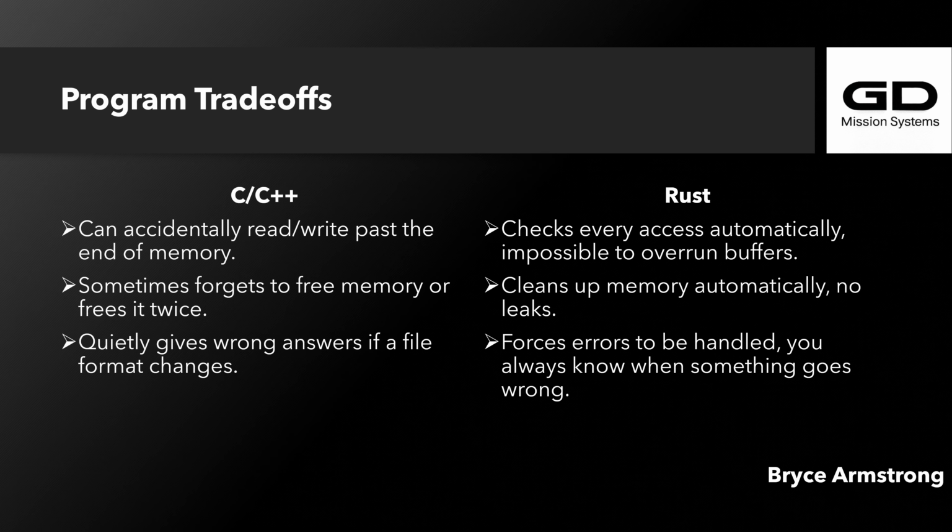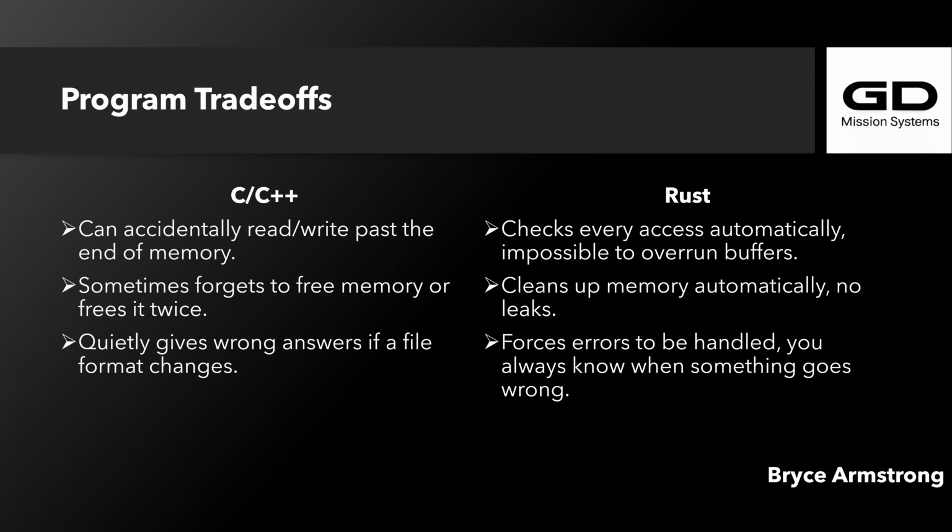What are the trade-offs between C, C++, and Rust? On the left are some common issues with the C and C++ programming languages. You can accidentally read or write past the end of a memory buffer, causing buffer overflow, the source of most crashes and security vulnerabilities in embedded systems. Also, memory has to be freed manually. It's easy to forget to free it once or free it twice. When the file format changes unexpectedly, the code can also silently return wrong data.